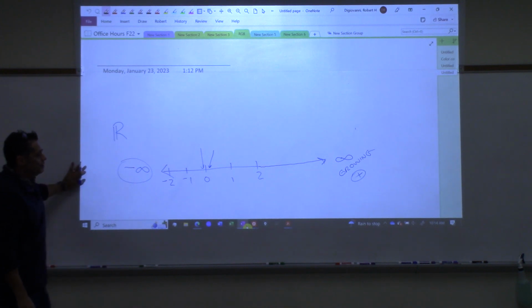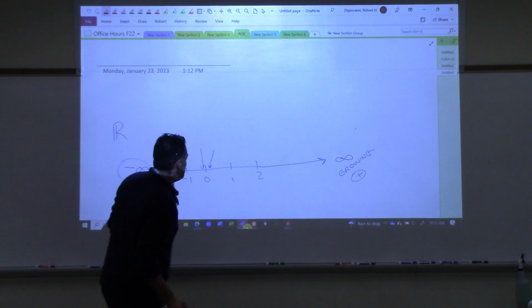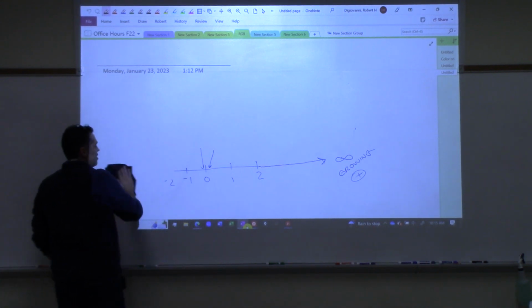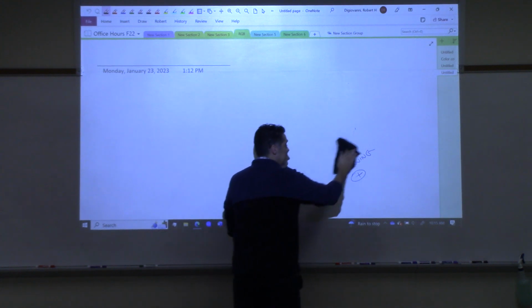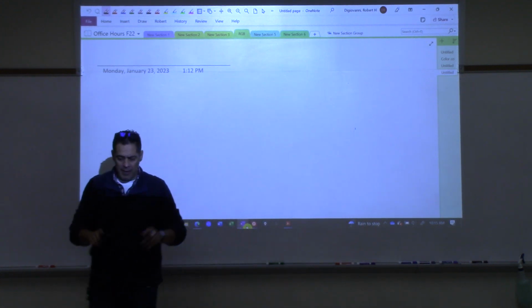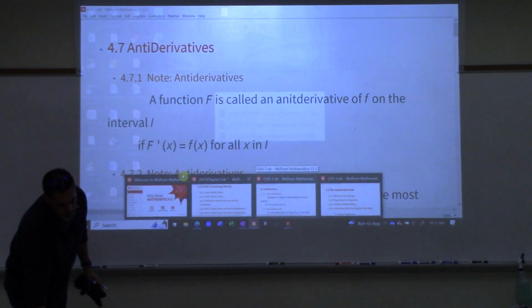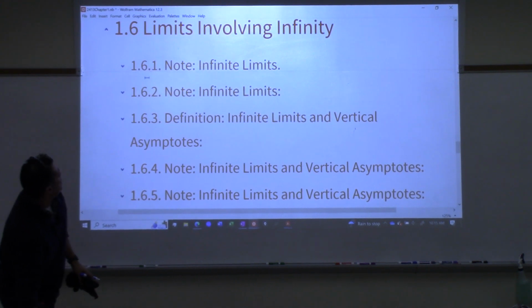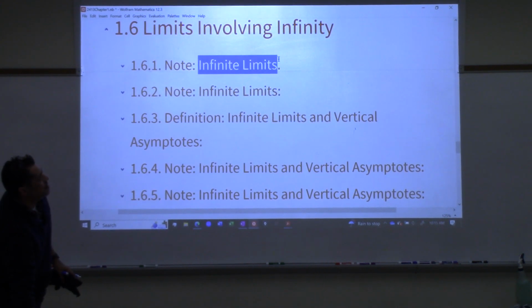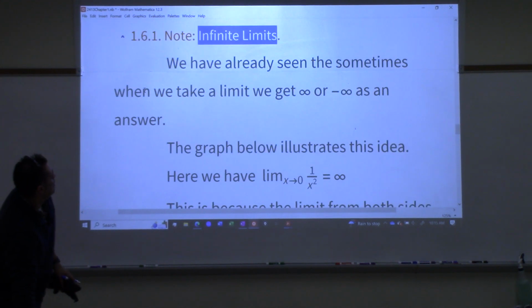So what we're going to do now is talk about limits again, but this time infinity is going to be in here. This idea of infinity is going to be within these limits. So there are two separate, distinct ideas that involve infinity when it comes to this section. The first idea is this idea of infinite limits. Infinite limits.